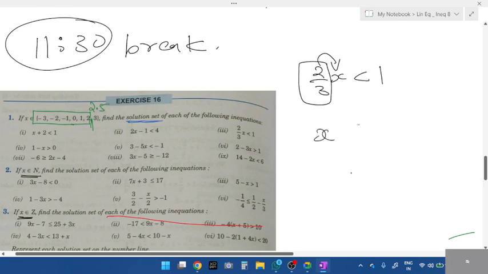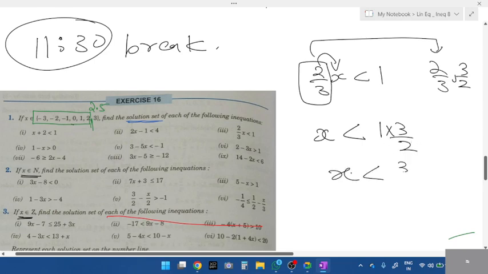Multiplication. What happens to 3 if it goes to the other side? Multiply. Or you can even remember like this. Whenever a fraction is given, 2 by 3 goes to the other side and becomes what? 3 by 2. What's the answer? The answer is 3 by 2.